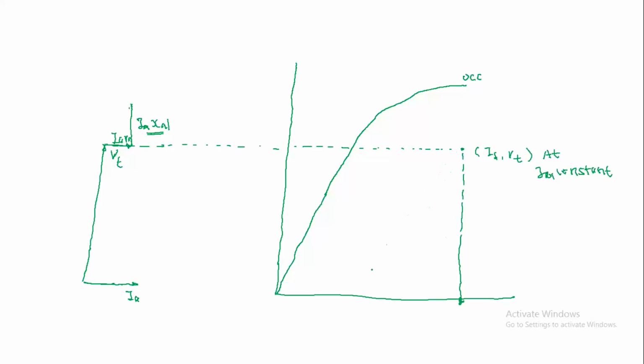Now the short circuit test. In the short circuit test, you locate this point, where the voltage is 0 on the y-axis. What are the coordinates? IF and VT. If VT decreases, here VT is 0. So in the short circuit test, VT is 0, so this point is taken.